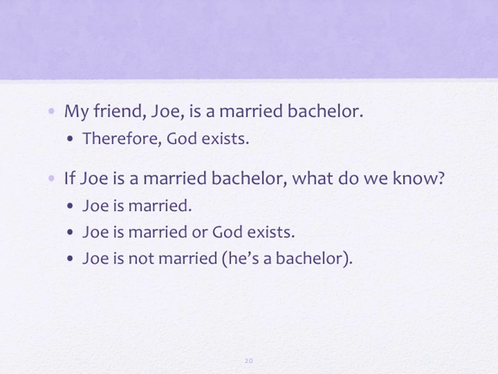So now look at the last two bullet points, and you'll see that the conclusion is inescapable. If it's the case that either Joe is married or God exists, and we know that Joe is not married, well, then God must exist, right? Whenever you have an or statement, you're saying A or B. If you rule out one of them, then the other one has to be true. So we've ruled out that Joe is married because he's a bachelor. And if he's married or God exists, then it must be the case that God exists.